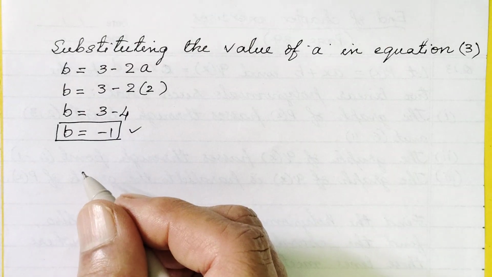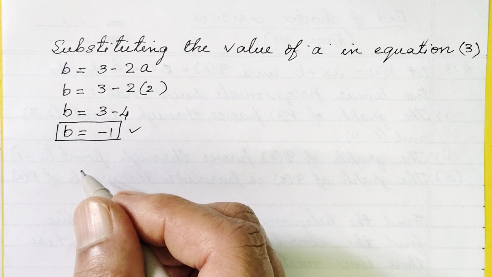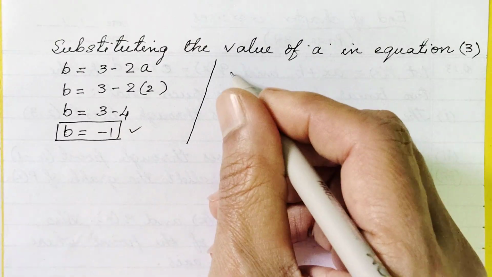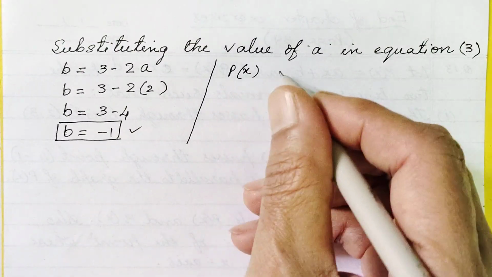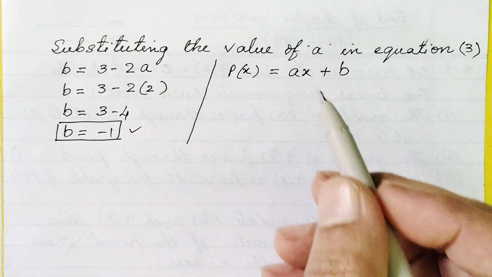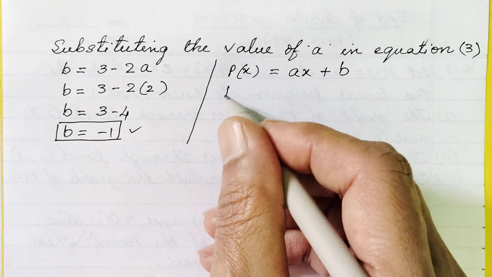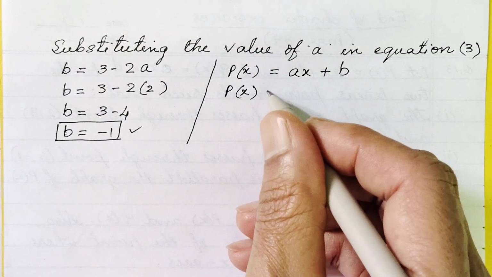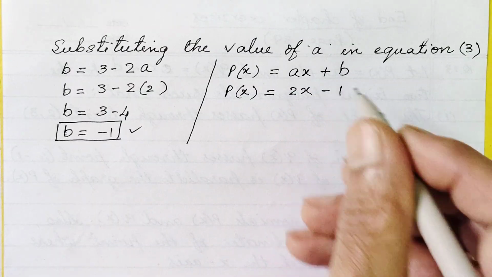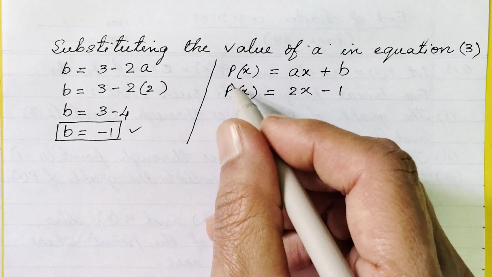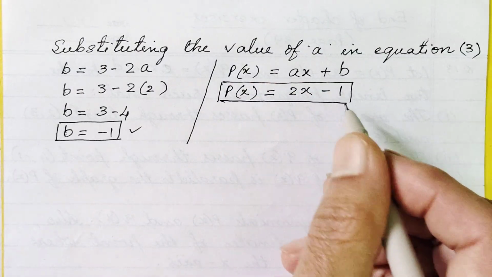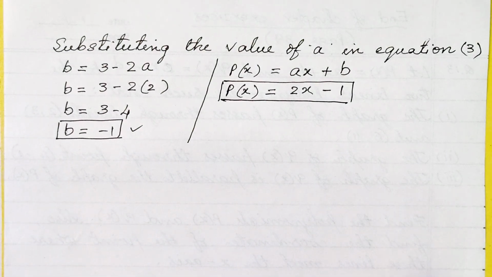By using the value of a and b, we can find out the polynomial p(x). So p(x) is equal to ax plus b. So we will put the values of a and b in this. So p(x) will be 2x minus 1. a is 2, b is minus 1. So we have found the polynomial p(x). Next we will try to find the polynomial q(x).